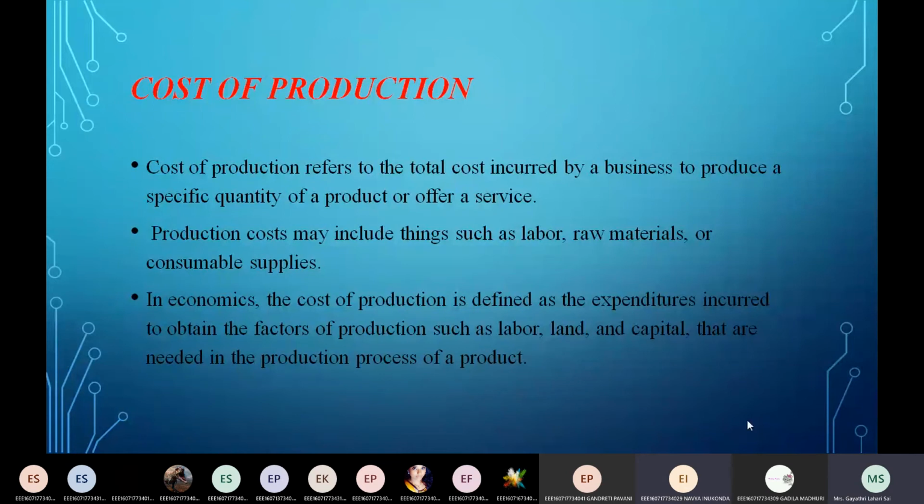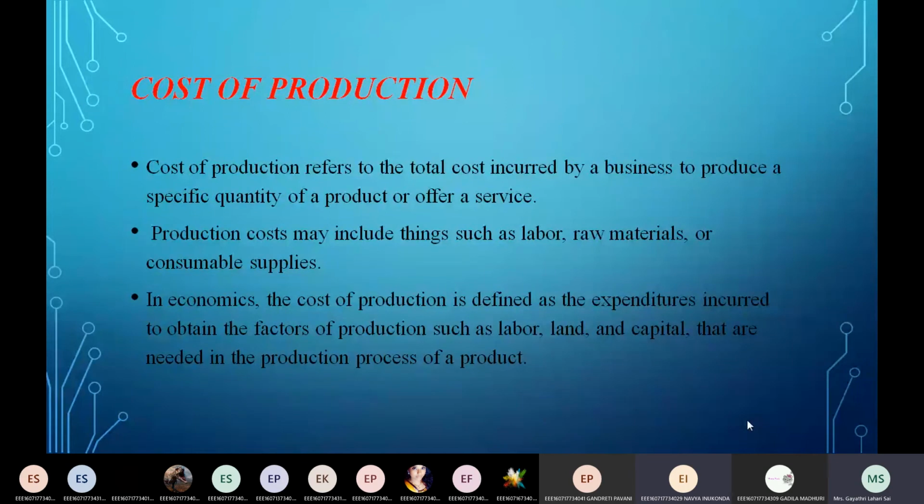Good morning, all. My topic is on financial analysis. First is cost of production. The cost of production refers to the total cost incurred by a business to produce a specific quantity or to offer a service. The cost may include labor, raw material, and consumable supplies. The cost of production is defined as expenditure incurred to obtain the factors of production such as labor, land, and capital that are needed in the production process of a product.